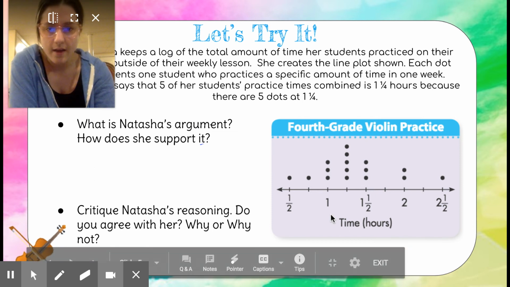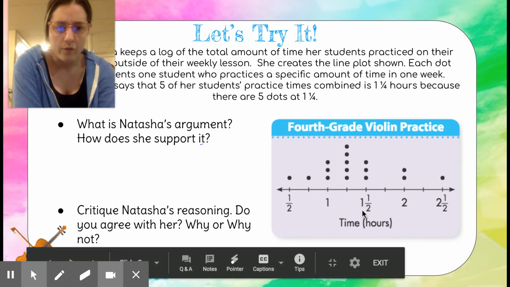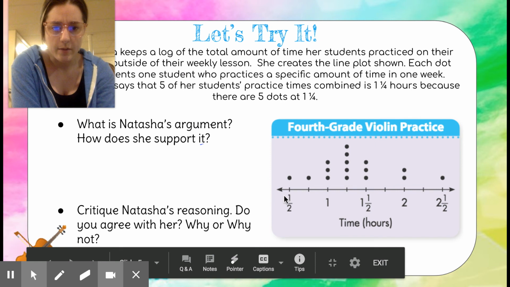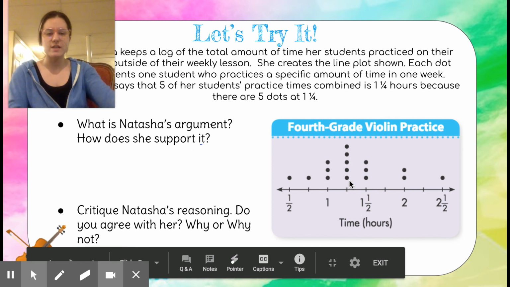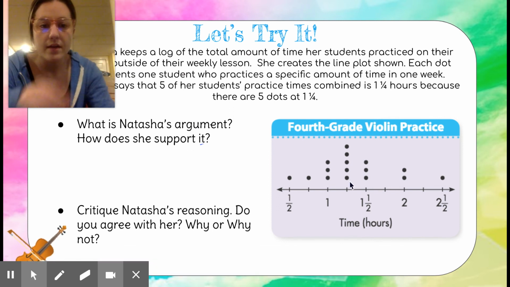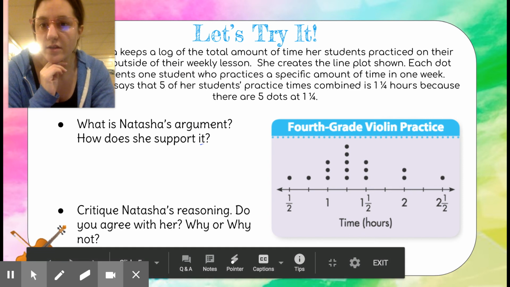So what she's saying is that if we go to 1 and 1/4, which is right here, because 1/2, 1/4, 1 whole, 1/4, 2/4, 3/4, 2. So this is 1 and 1/4. 1, 2, 3, 4, 5. She's saying that combined, it's 1 and 1/4 because there are 5 dots.